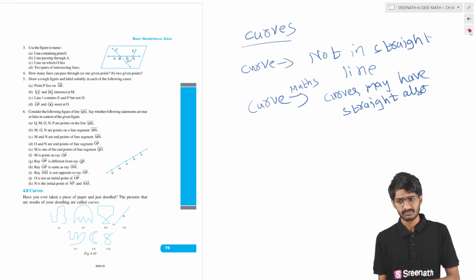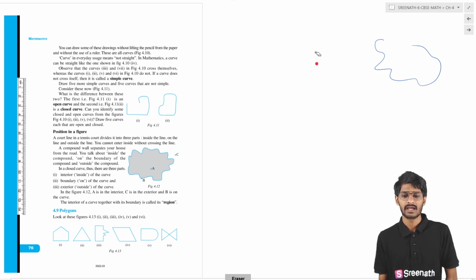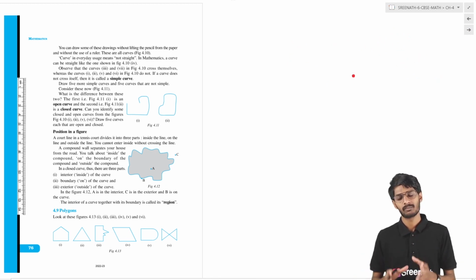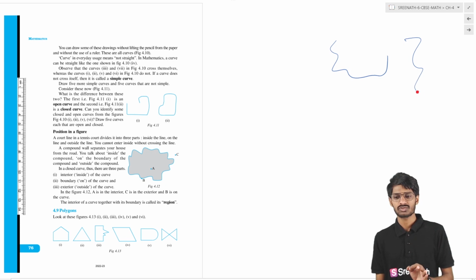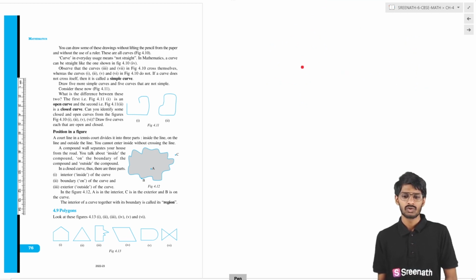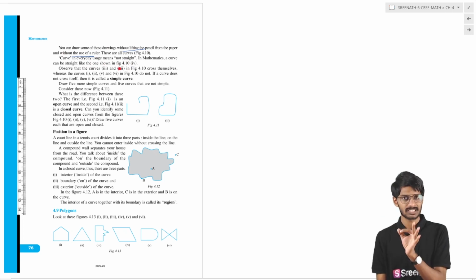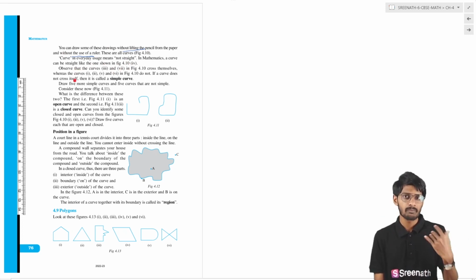How to draw a curve? Simply, you can draw anything without any proper notation or qualifications. With your hand, with your pencil, anything like that becomes a curve. Without concerning about anything, we can draw curves, friends. While drawing a curve, you can draw any curve without lifting the pencil from the paper and without the use of a ruler. So curve in everyday usage means not straight, but in mathematics it may be straight, students.